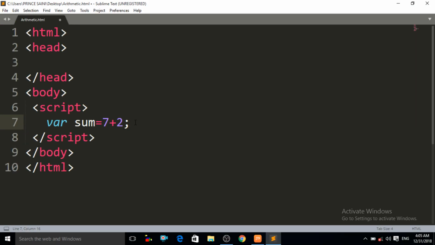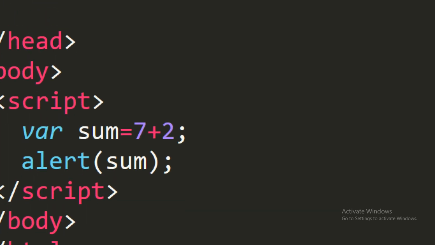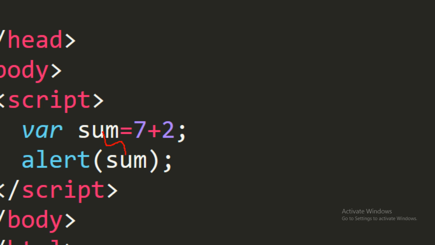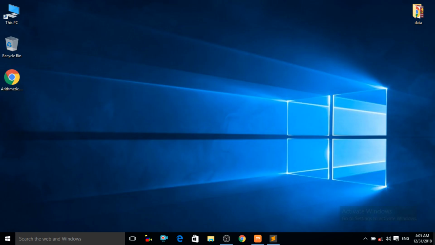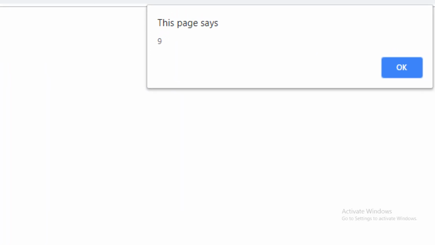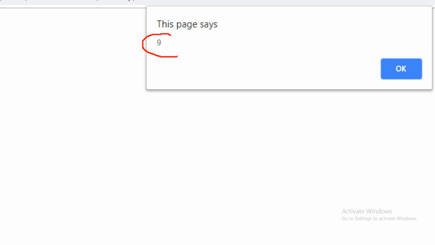Now let us print the value. To print the value, what do we have to do? We write the alert box method, and in that I call the sum variable. So what I did here, friends, is call the sum variable in that method, the alert. Now it will print the value. Now Control plus S. Now open the arithmetic.html file. Now you can see that it is giving the result, that is 7 plus 2 is 9, friends.